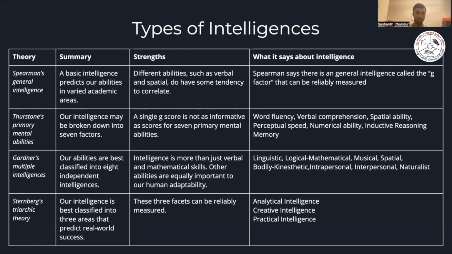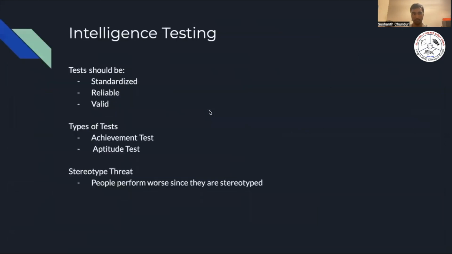And Sternberg's triarchic theory says intelligence is best classified into 3 different areas, and these areas can be easily measured: analytical, creative, and practical. Analytical intelligence is thinking. Creative intelligence is how able you are to create new things, and there are ways you can test that. And practical intelligence is how well you do practically, like manipulating objects and things like that.